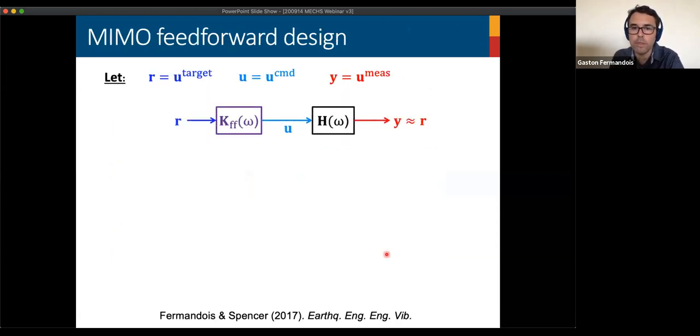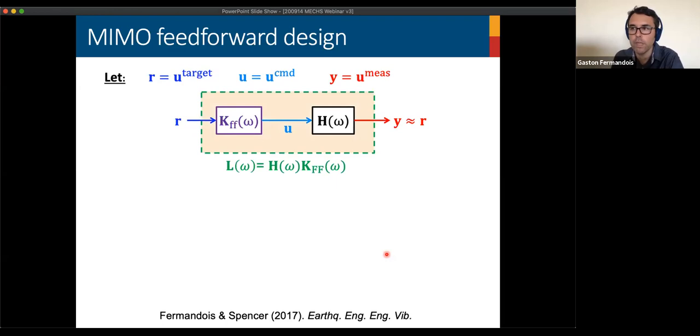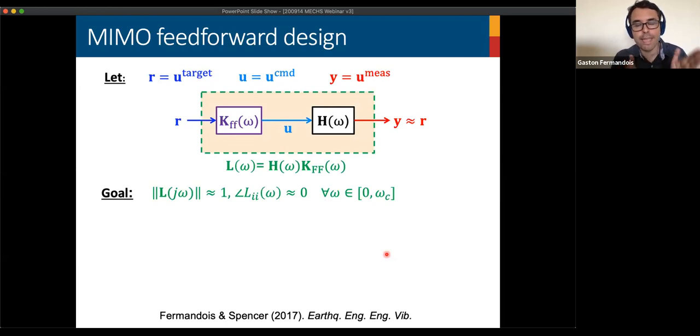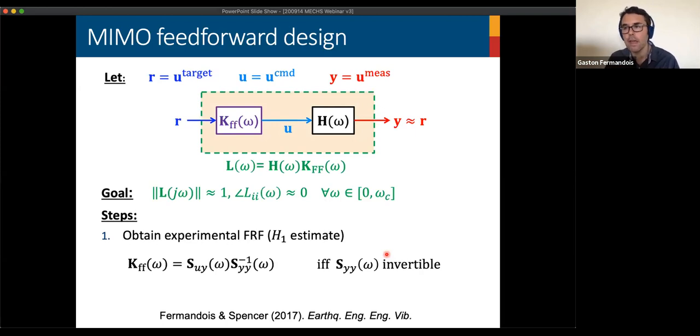The way we approach this is, instead of strictly getting the measurement equal to the reference, we only want an approximation of the reference for the measurements. But the same approach is valid here. We can calculate the open loop gain as it's shown here in green. Our approach is that now the gains of this matrix should approach unity gain and 0 phase for this matrix.